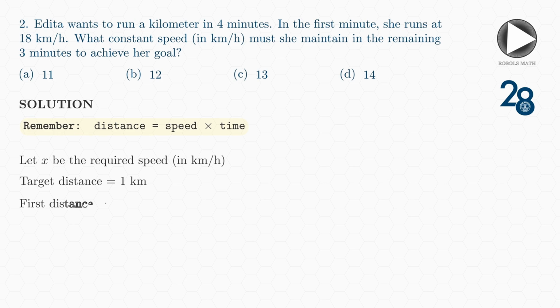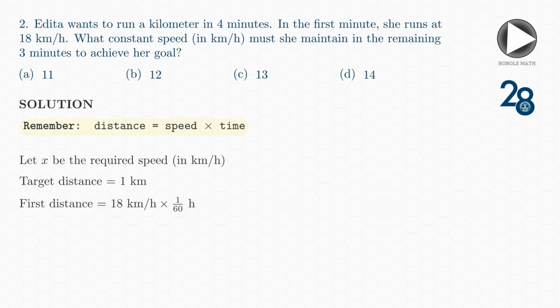In the first minute, her speed was 18 kilometers per hour, and she covers that in 1 minute. So the distance covered is 18 times 1, but we divide it by 60 to make the time in hours. To be dimensionally consistent, I suggest that you convert a minute into hour, and that's 1 over 60. Why 60? Because there are 60 minutes in 1 hour.